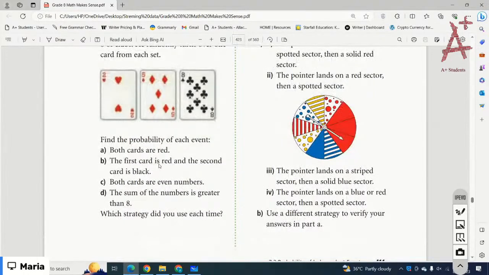Okay, the first one is you have to calculate the probability of both cards red. So you can see you have a total of 3 cards, right? That means the probability of red is 2 out of 3.